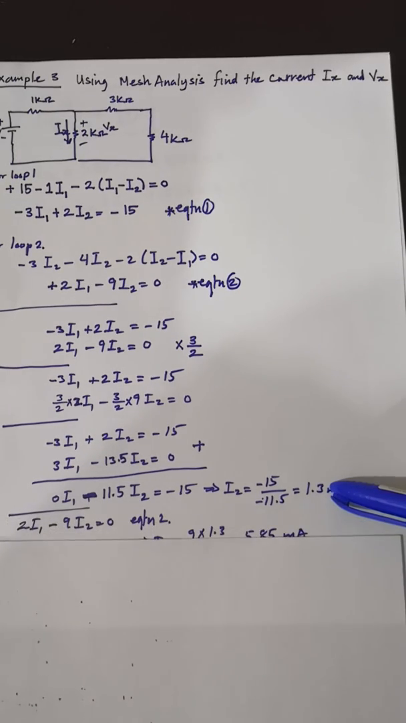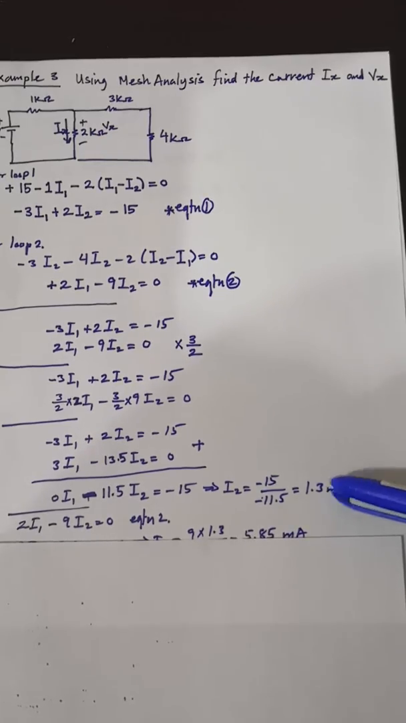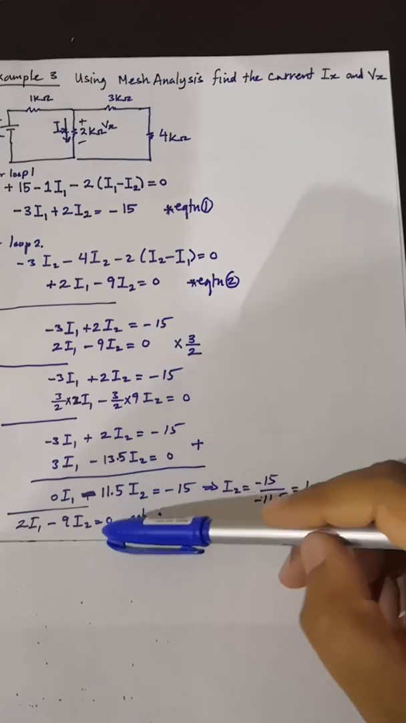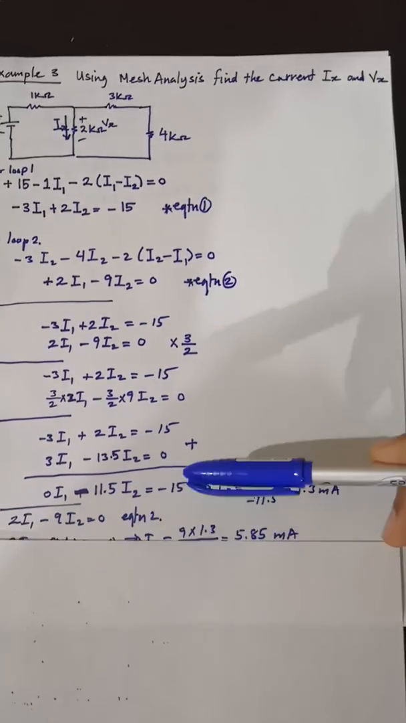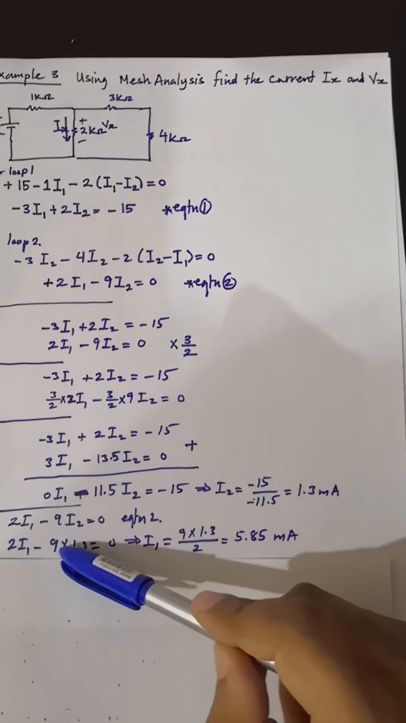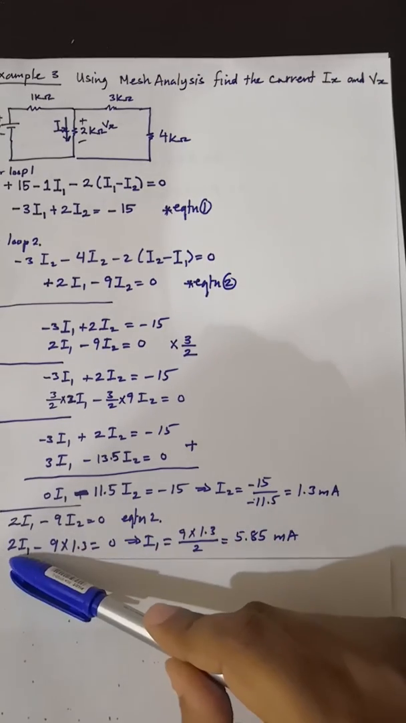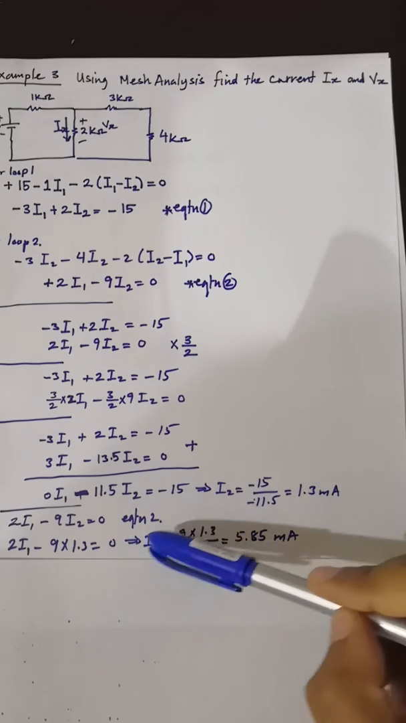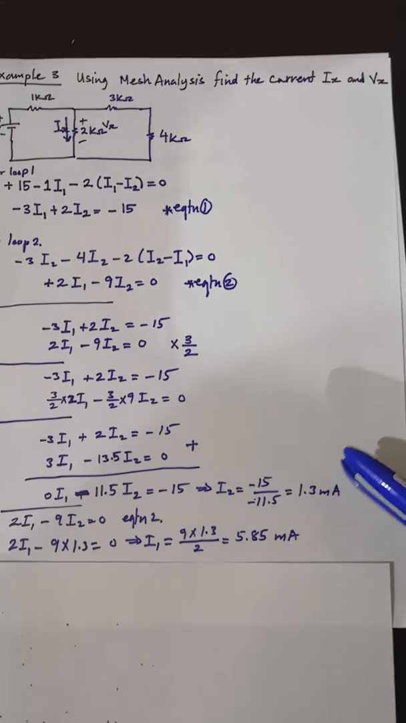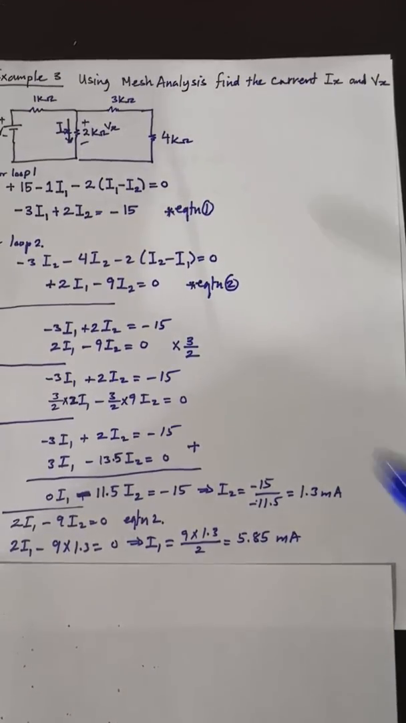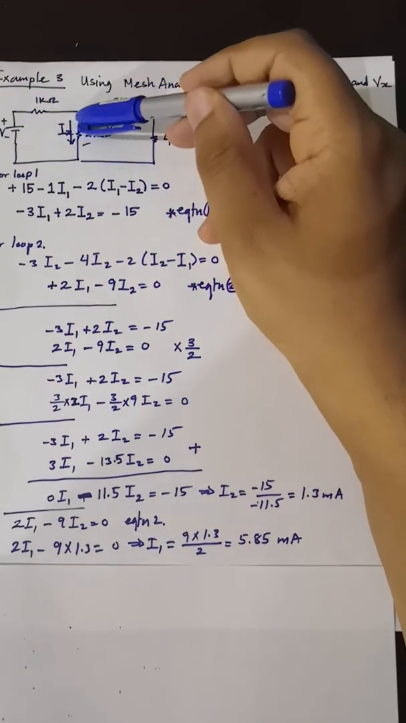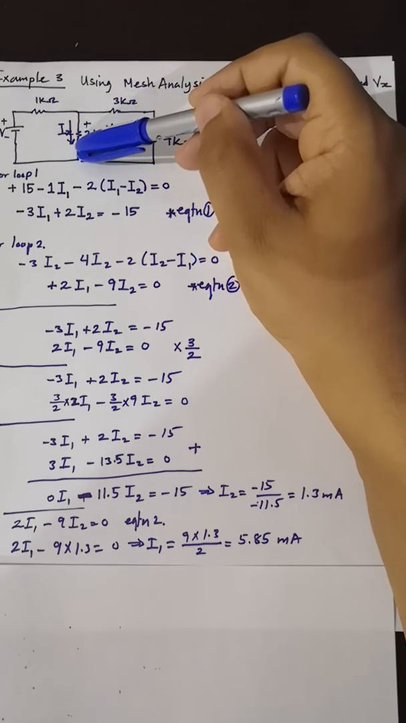Then I need to substitute. I need to find I1 now. I will need to substitute in this equation. So I just wrote the equation again just to make it simple. I will substitute I2 with 1.3. So 9 times 1.3. 2 I1 minus 9 times 1.3 gives me 0. Then solve and I will get 5.85 milliampere. So now I got the two currents. I got the current in the first loop and I got the current in the second loop, but I didn't get the current in this resistance.